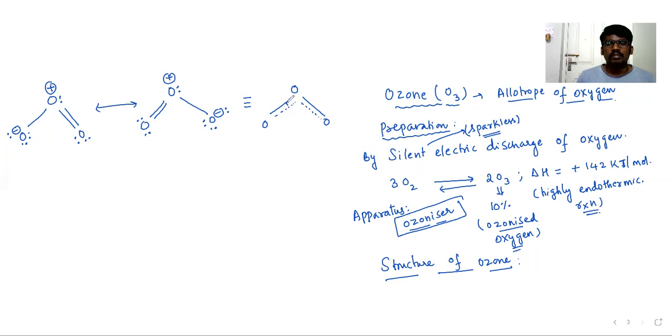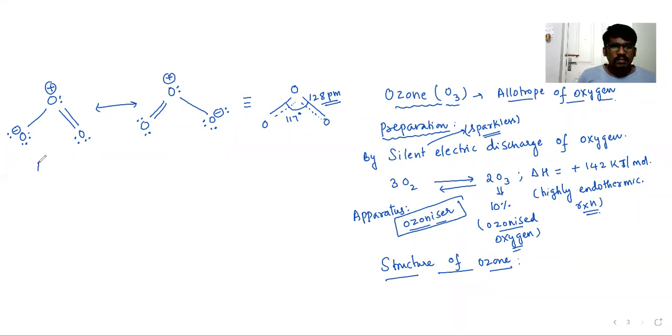and it has a bond angle of around 117 degrees, and the O-O bond length can be taken as 128 picometer. This O-O bond length is intermediate between the O-O single bond length as well as the O=O double bond length. The double bond length is around 110 picometer, and the single bond length is 148 picometer. But here these double bonds are involved in resonance. That's the reason this bond length is intermediate of those two bond lengths. That can be observed with the help of the resonance phenomenon itself.